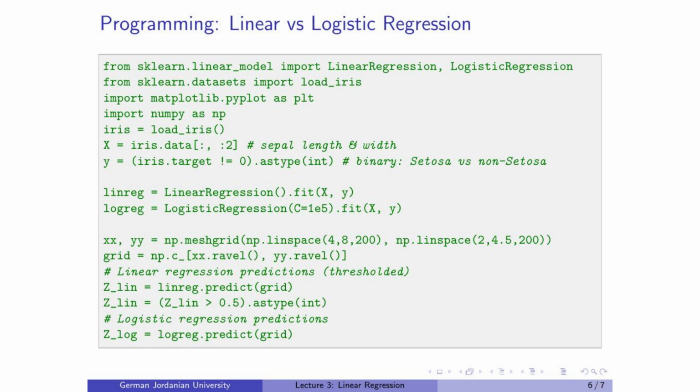Let's now compare linear and logistic regression in practice. Using the iris dataset, we train both models to classify whether a flower is setosa or not. Linear regression tries to predict 0 or 1 by thresholding continuous outputs, while logistic regression directly models probabilities. We then generate a prediction grid to visualize each model's decision boundary.